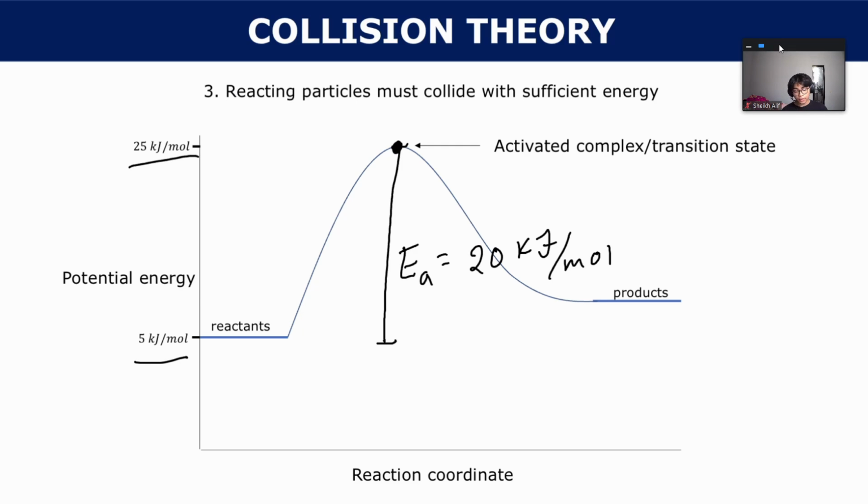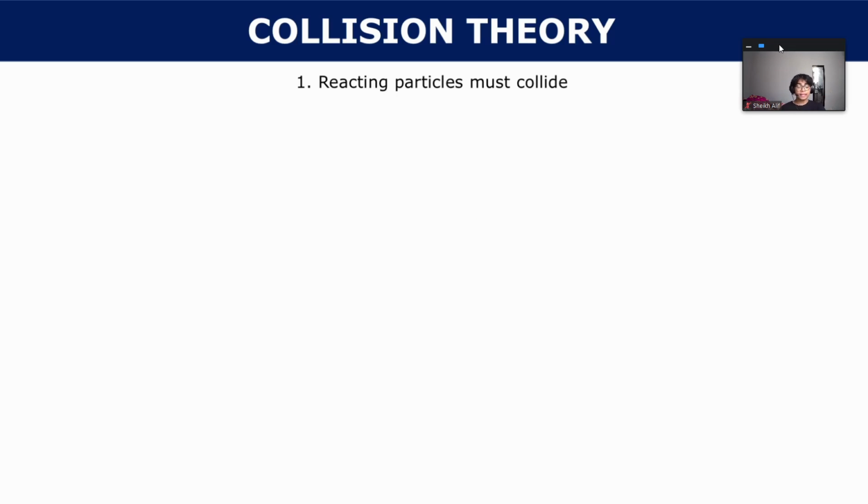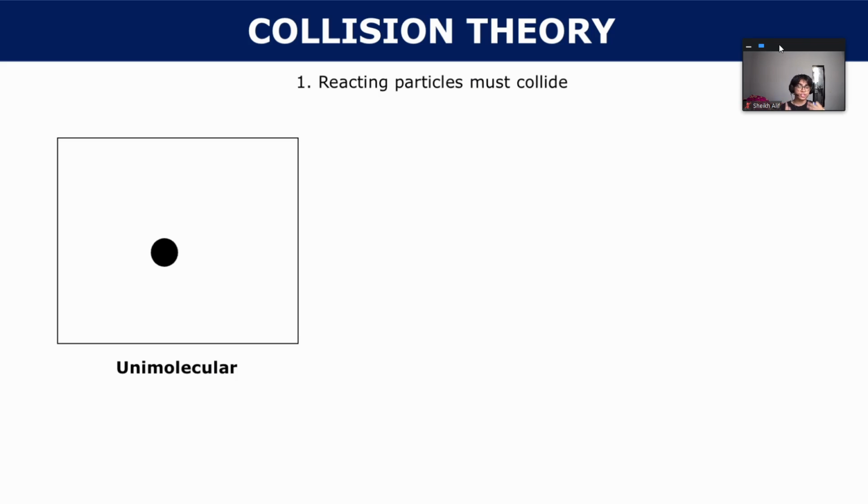So yeah, reacting particles must collide with sufficient energy. The next one I want to go over is number 1, and that says that reacting particles must collide. And that's really important because there are going to be different types of reactions based on how many particles collide. So there are particles where just one molecule collides, and that seems kind of unintuitive, but it goes a bit more complicated than just one particle colliding. But just don't worry about that.